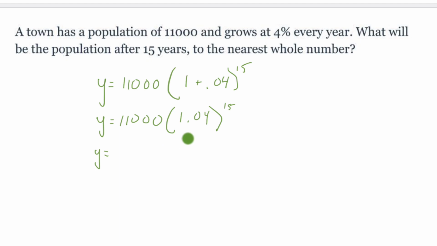For those of you who like to do math in your head, you're not going to be able to in this case. You're going to need a calculator and a piece of paper. So 11,000 times 1.04 raised to the 15th power. It's going to be 19,810.3. Remember, we want the nearest whole number though, so this is really 19,810 people.